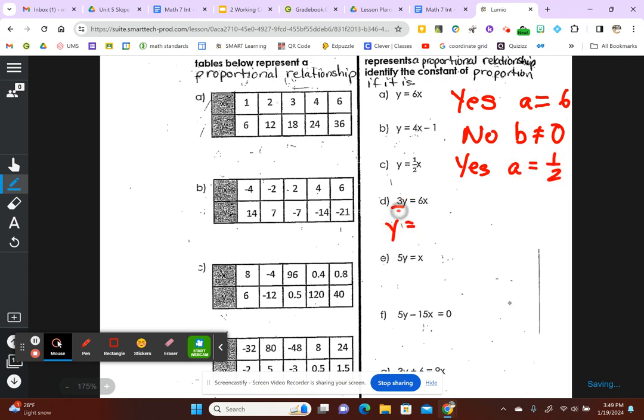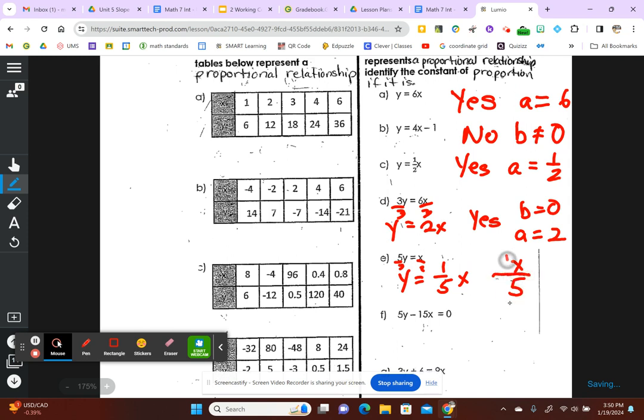Divide by 3, and then y equals 2x, that's a yes. B equals 0, a equals 2. This is divide by 5, y equals 1/5 x. Notice that x over 5 is the same as 1x over 5, which you can see is the same as 1/5 x. So this is a yes, a is 1/5, and b equals 0.